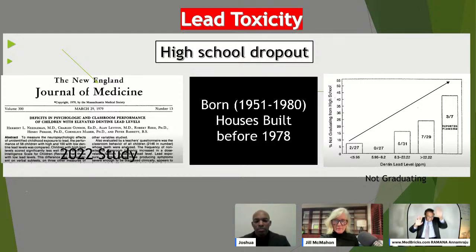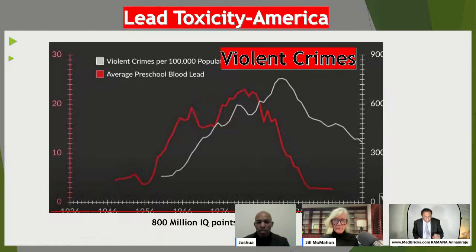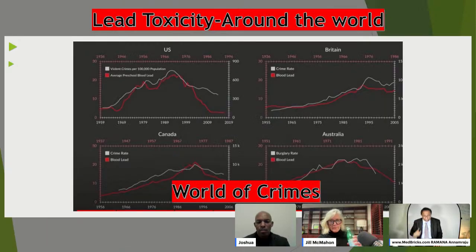1980, because in 1980 they reduced the content of the lead. High school dropout is correlated with the lead content. Not only that, violent crimes are related to lead. There are JAMA studies showing that violent crimes are connected with the lead content in the brain, the lead content in the body.